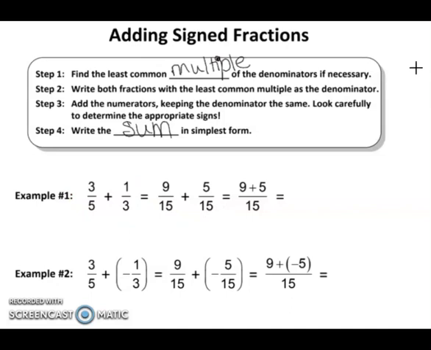Then they take the numerators and add them together. So 9 plus 5 is 14, and then the denominator is 15. Since these digits are 1 away from each other, it cannot reduce. So that is my answer, 14/15.